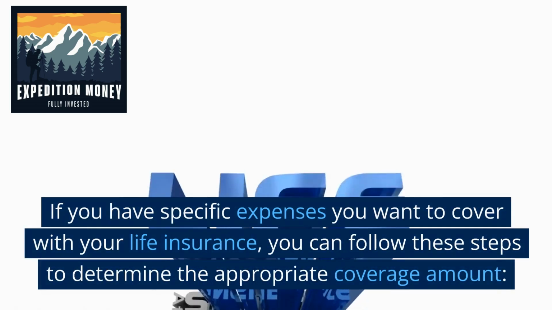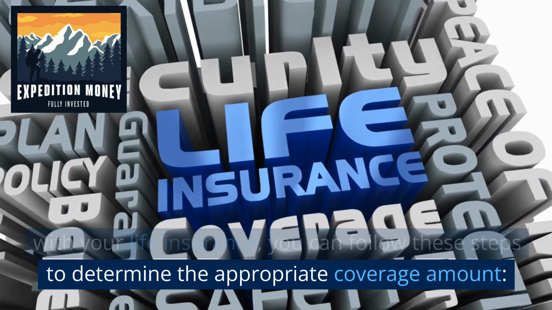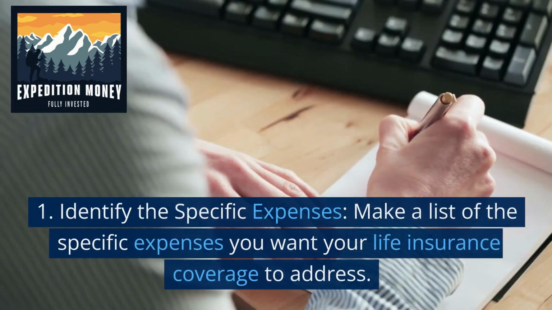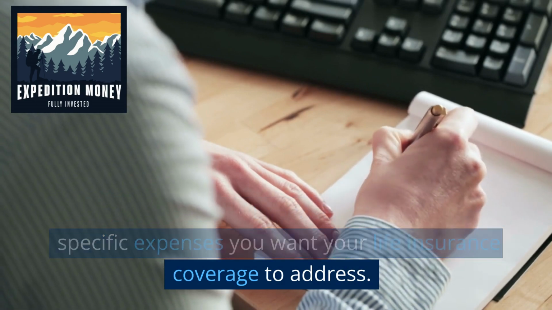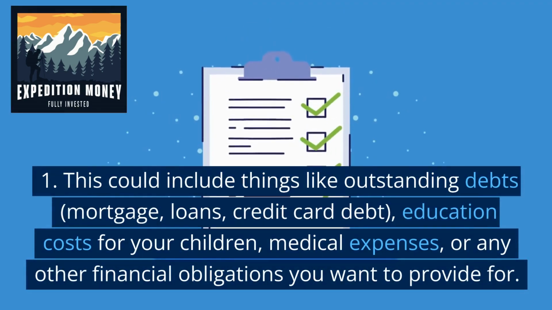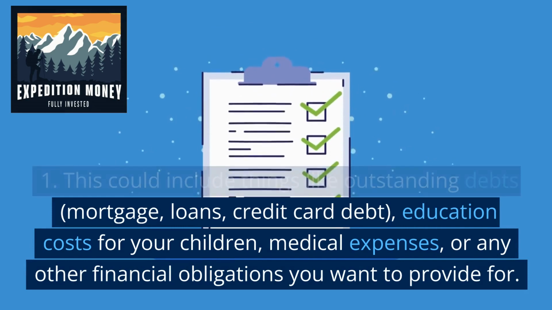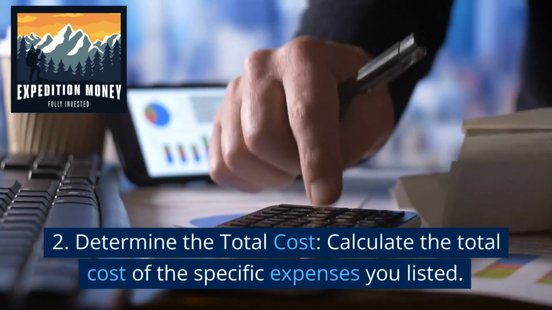If you have specific expenses you want to cover with your life insurance, you can follow these steps to determine the appropriate coverage amount. Identify the specific expenses. Make a list of the specific expenses you want your life insurance coverage to address. This could include things like outstanding debts, education costs for your children, medical expenses, or any other financial obligations you want to provide for.